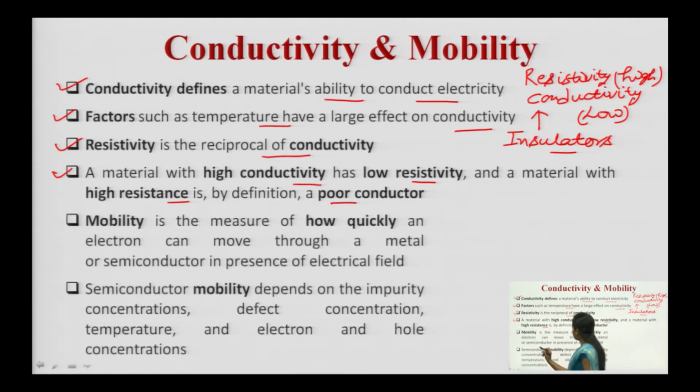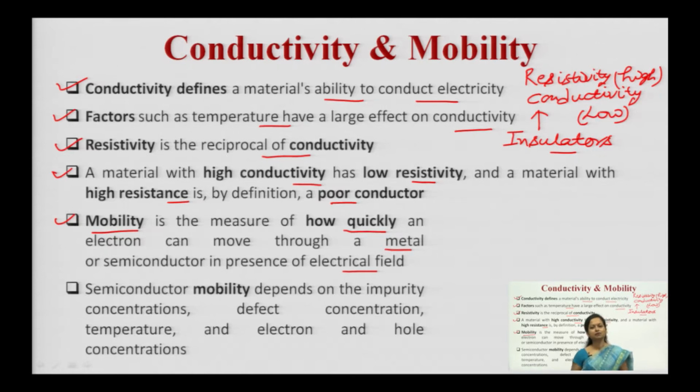Now, there is a term mobility. See, what is this mobility? This term you commonly use in your daily life. Sometimes you say that a person is very mobile or this particular thing is very mobile. It means there is something related to movements, to motion. So, mobility is a measure of how quickly an electron can move through a metal or semiconductor in the presence of the electric field, how quickly it moves.